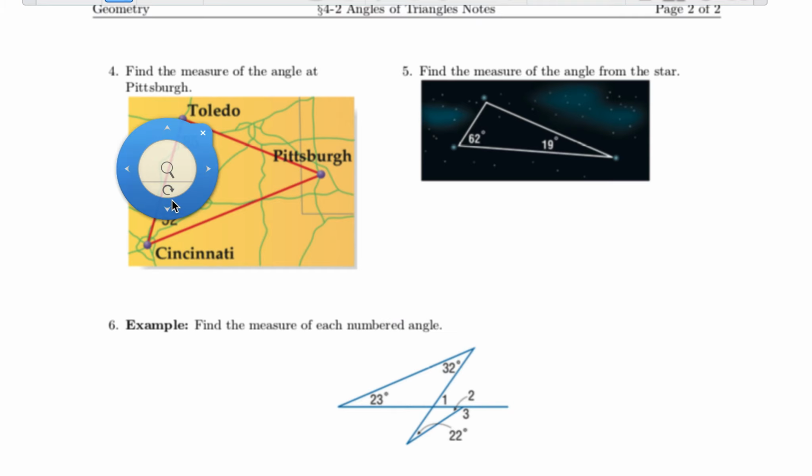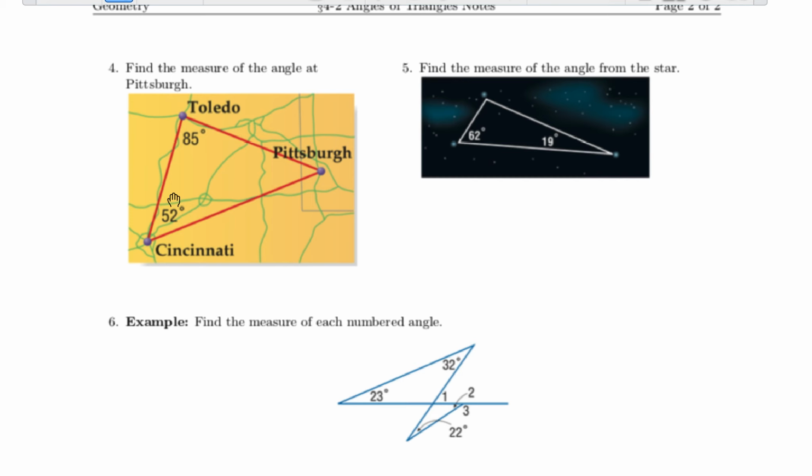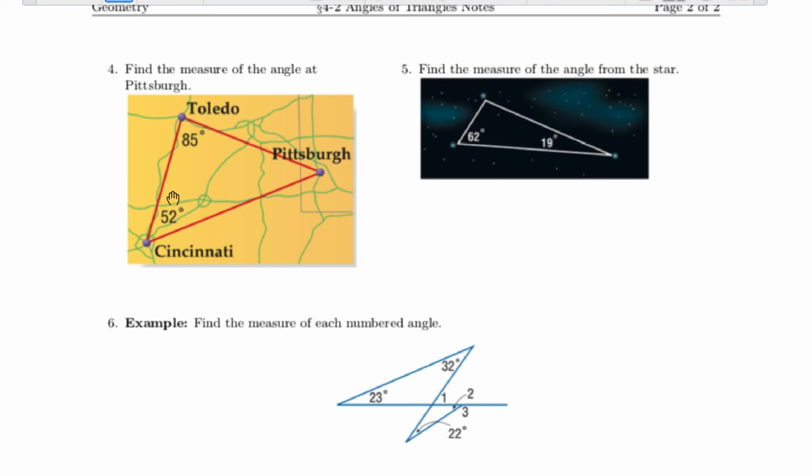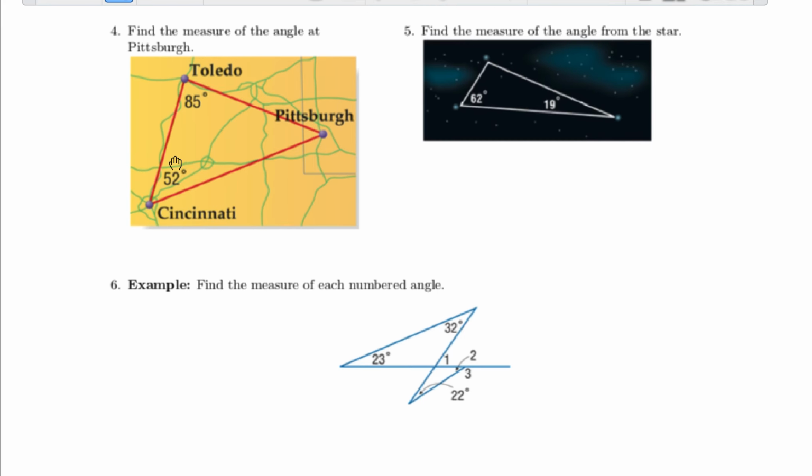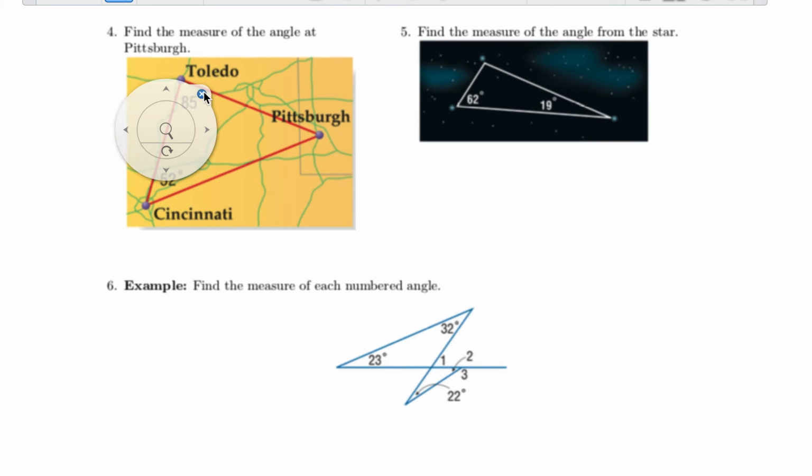All right, so this is the second video of the problems that you guys are going to be working on. What we're going to do here is a couple of examples that use both the sum of the angles theorem, angles add up to 180, and the exterior angle theorem, where the two angles that are not touching it inside the triangle add up to equal the angle outside of it. All right, so question number 4, find the measure of the angle of Pittsburgh.